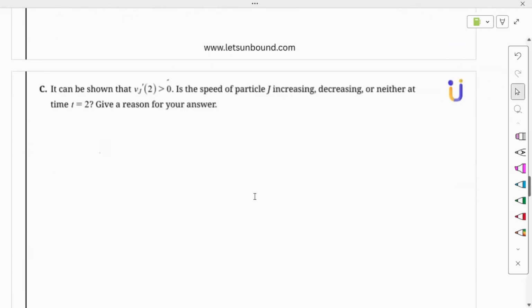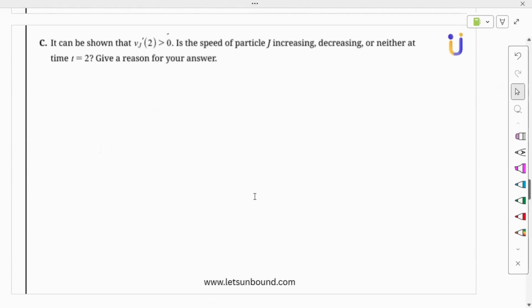Now we are into part C. It can be shown that Vj prime of 2 is greater than 0. Is the speed of the particle J increasing, decreasing, or neither at time t equal to 2? Okay, one clue is given, and there is one question given. So, speed increasing. Speed is a rate of change. What is the rate of change? That's the question. Speed is increasing if both have the same sign. What both? Velocity and acceleration. Vj is velocity and Vj prime is acceleration. Got it? Right. So if both have the same sign, the speed is increasing. If both have different signs, it is decreasing.